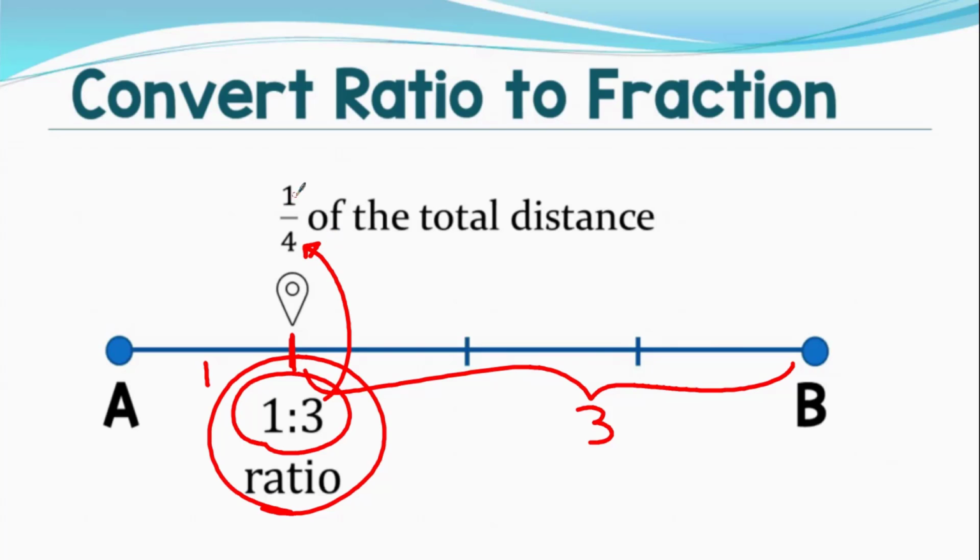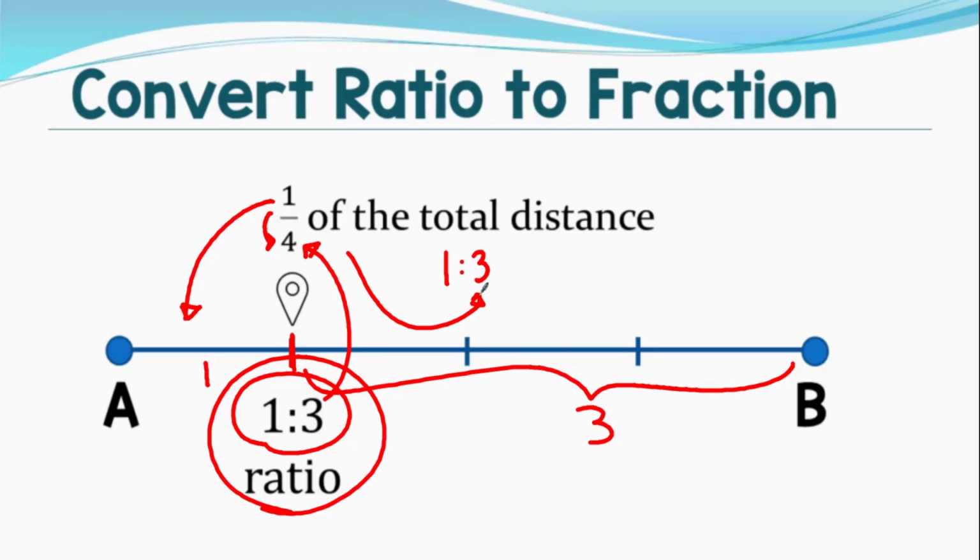Or if you have the fraction and you need to go to a ratio, well, you've used 1 part here. There's a total of 4, so you need to subtract that 1 from the 4, and that would get you a 1 to 3 ratio. So 4 minus 1 would give you this number here.